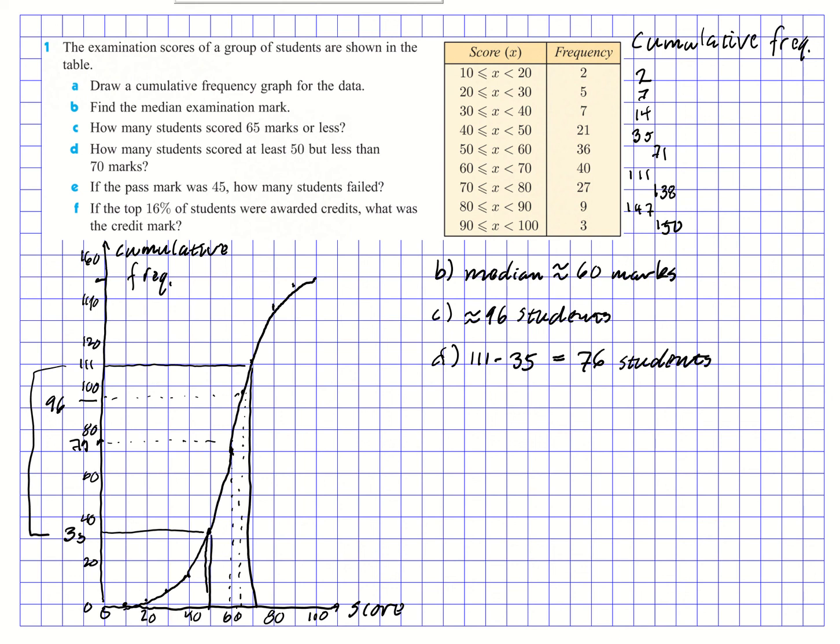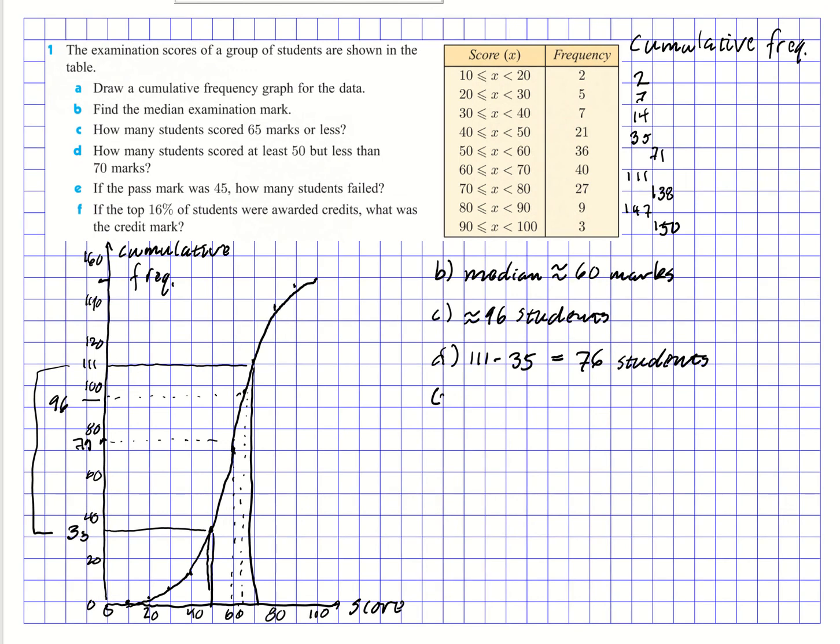For part E, pass mark is 45, so there's our score of 45. Well, we go over. What is that? About 24%, and on down, so 24% failed. All right.